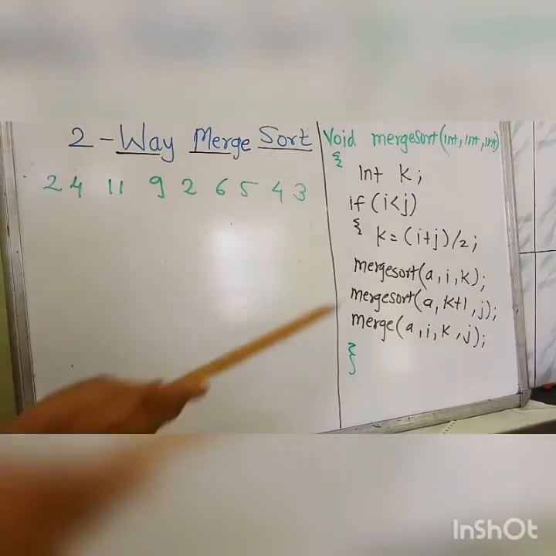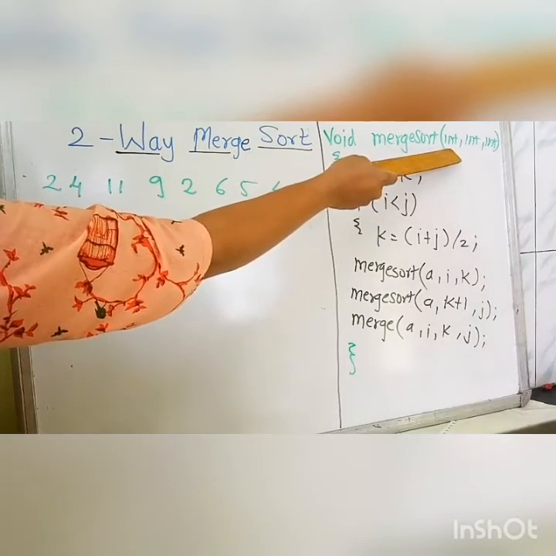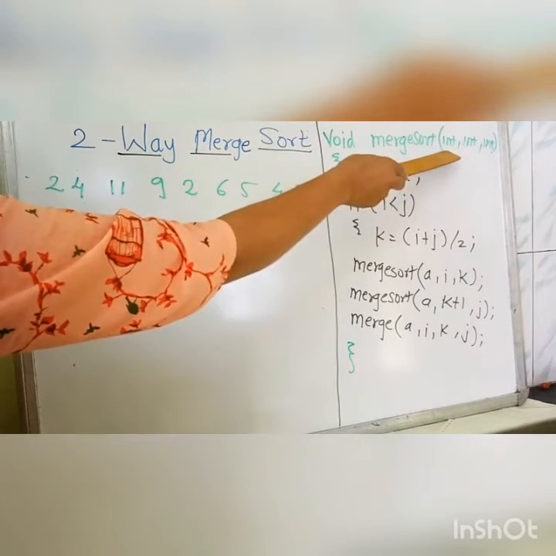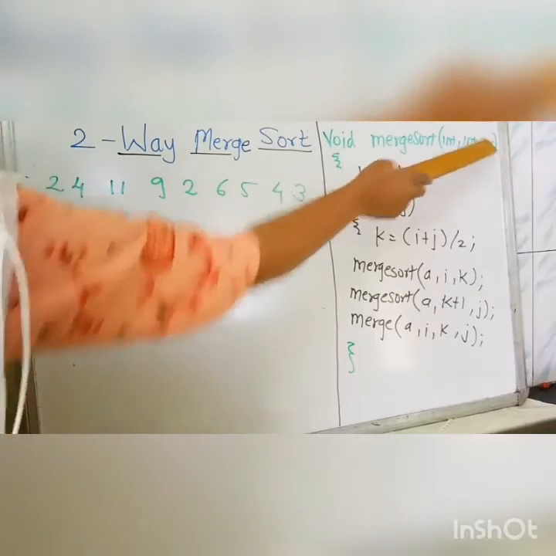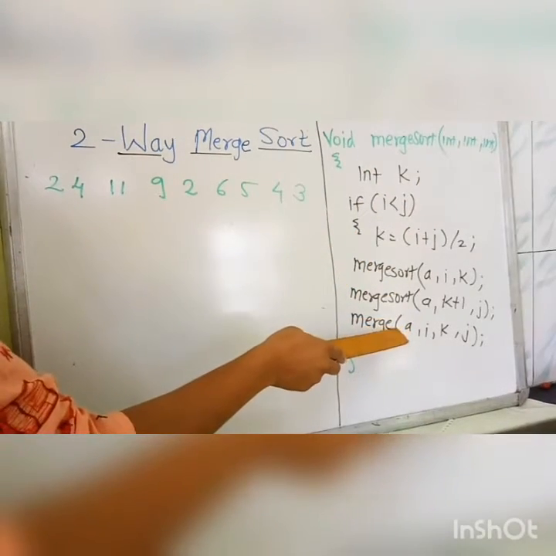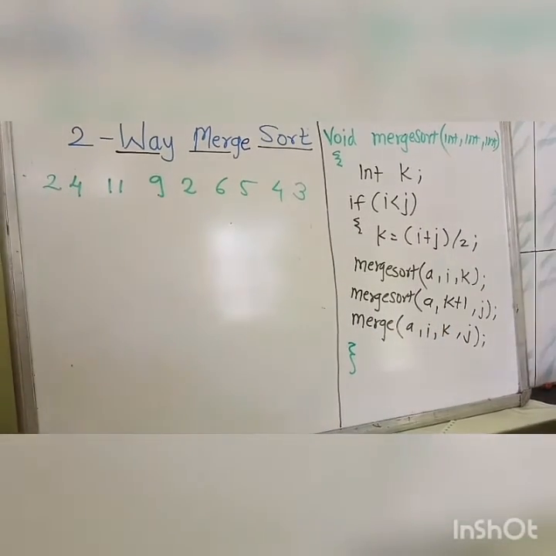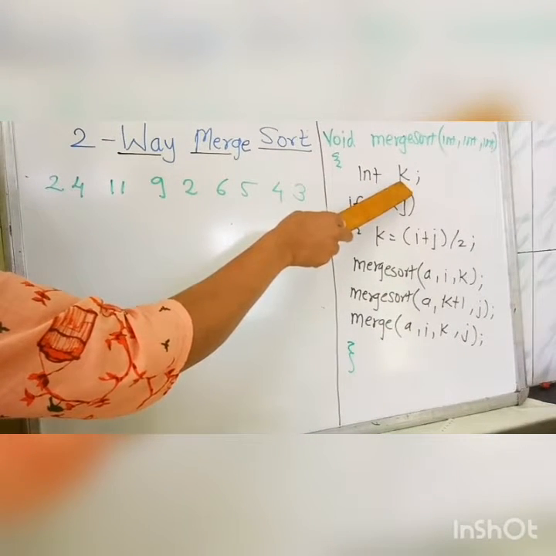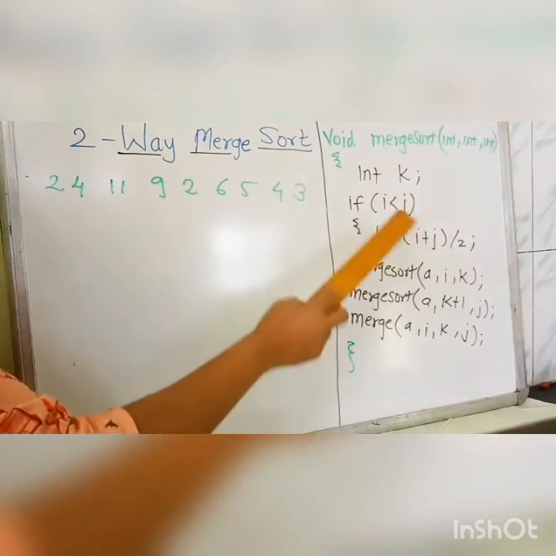Now we will see that this merge sort has taken one array, meaning this will be the whole array taken into the first parameter. Then i and j, meaning integer i and j, are the dummy variables used as placeholders in the array. Here integer k is taken as a third variable for temporary purposes.